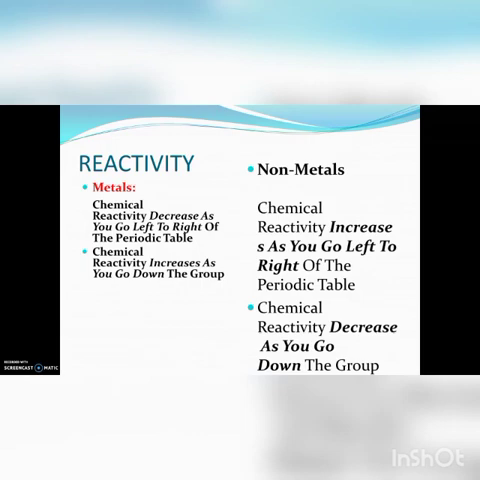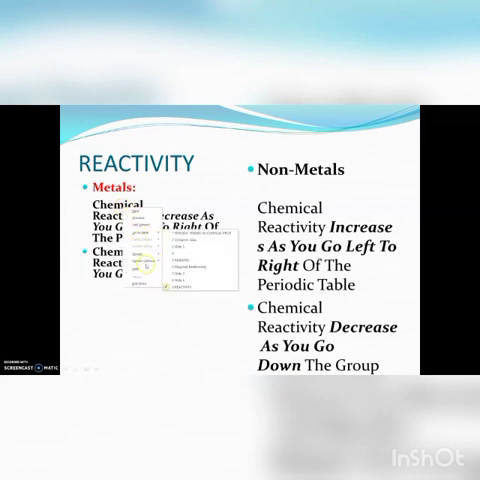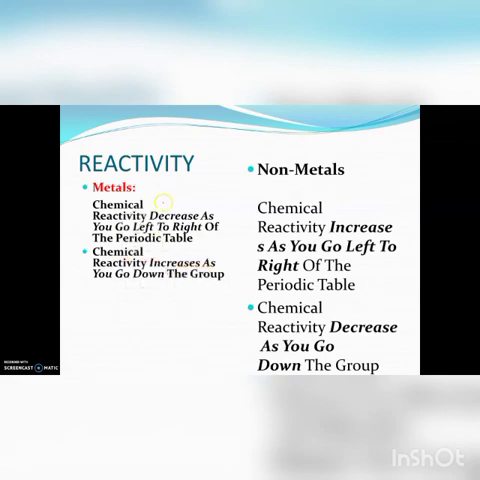So in order to remove one electron from the valence shell, we need to give more energy. So the ionization energy will be very high as we move left to right. So the chemical reactivity decreases.